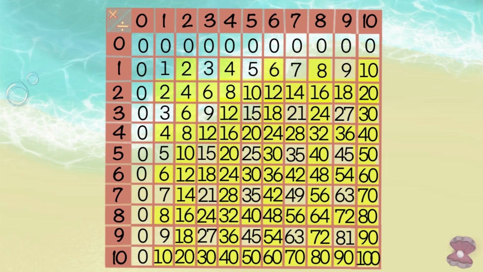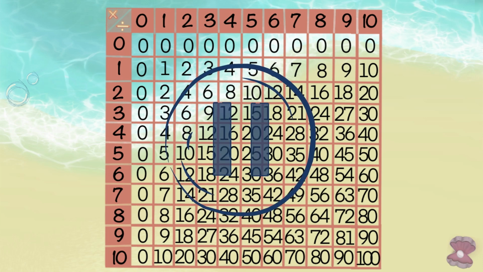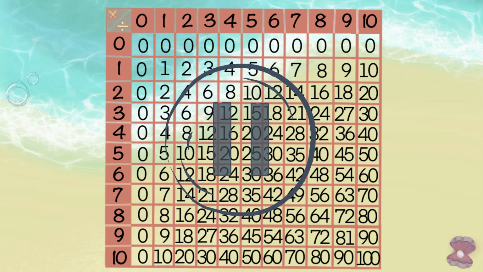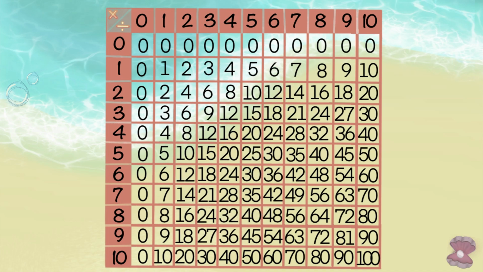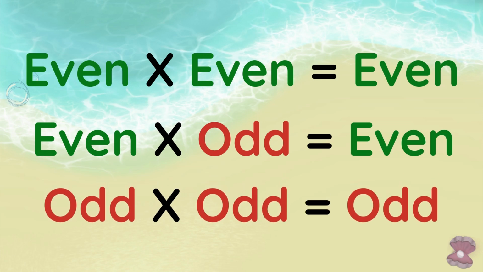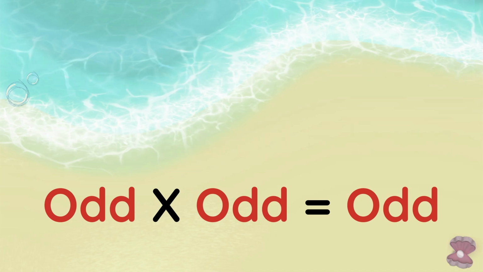What happens when two odd numbers are multiplied together? When I multiply two odd numbers together, I get an odd number. What happens when an even number is multiplied by an odd number? The answer is even. That means anytime we multiply by an even number, the product will be even. We will only get an odd number when multiplying by two odd numbers.